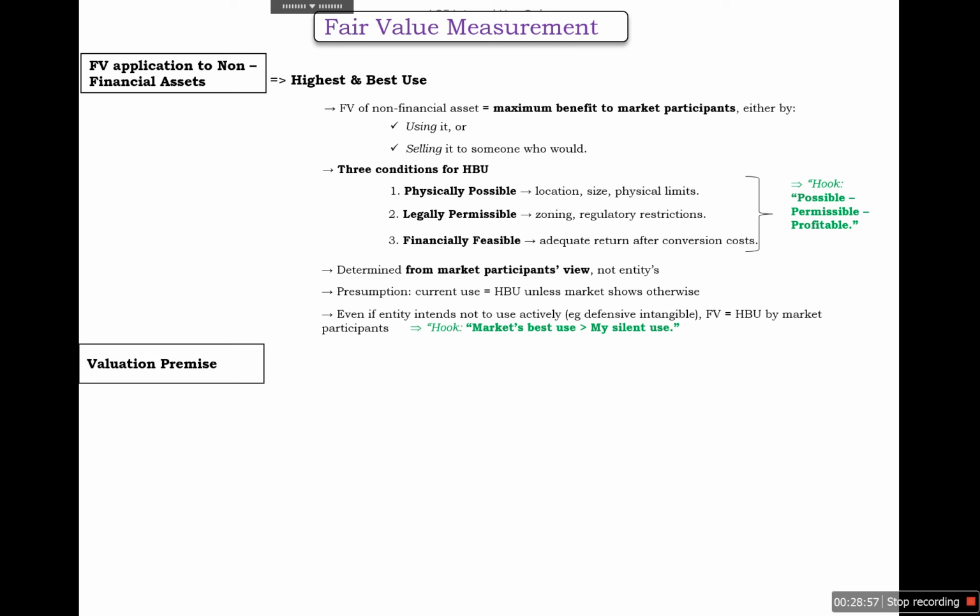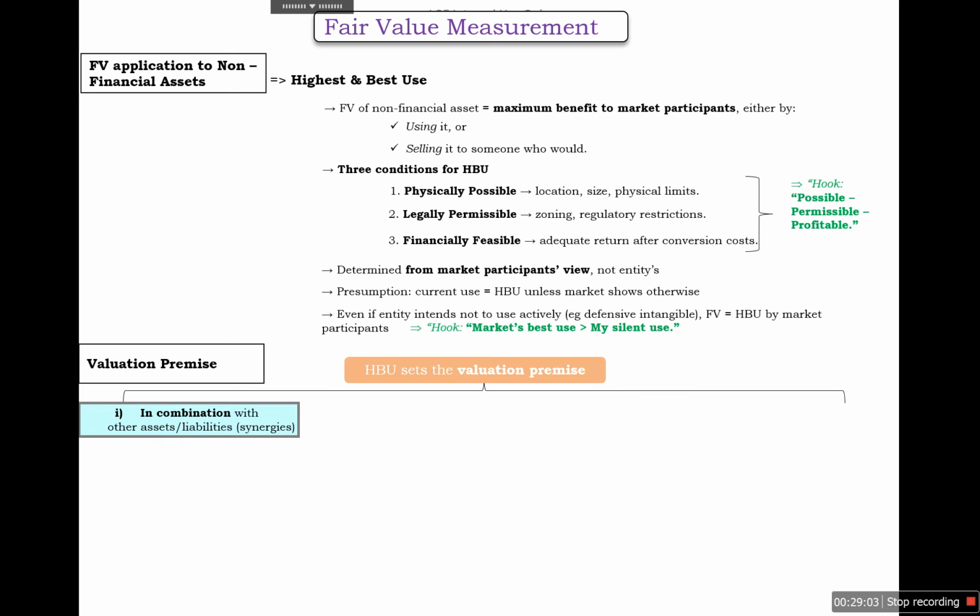So next is the valuation premise. The highest and best use sets the valuation premise, for example in combination with other assets or liabilities that creates synergies. For example, if we are measuring the fair value of a business, whether on a standalone basis or a combined basis, it will be the same, because the synergies flow to the market participants.